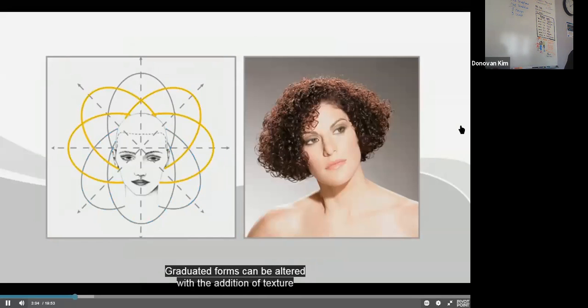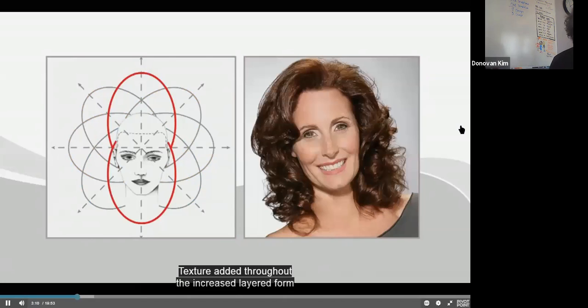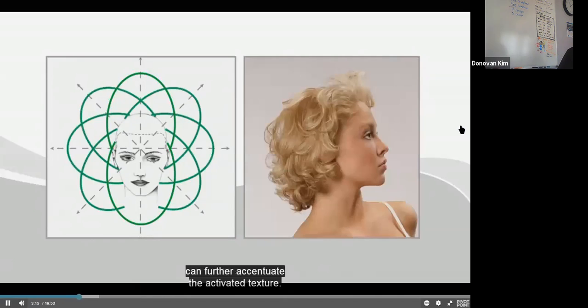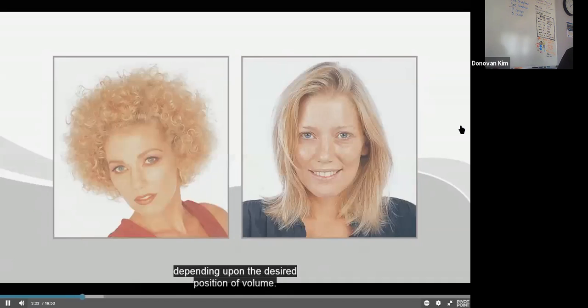Graduated forms can be altered with the addition of texture to the sides and/or interior. Texture added throughout the increased layered form can further accentuate the activated texture. Uniformly layered forms can be altered throughout or within a given area, depending upon the desired position of volume. In some cases, the resulting form will look completely different than the sculpted form.